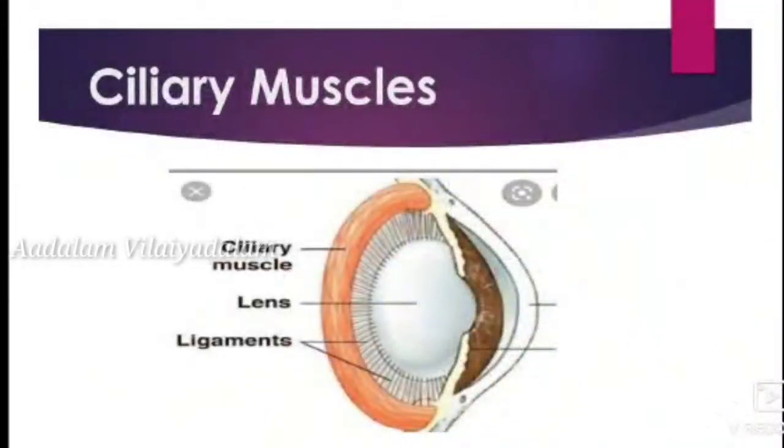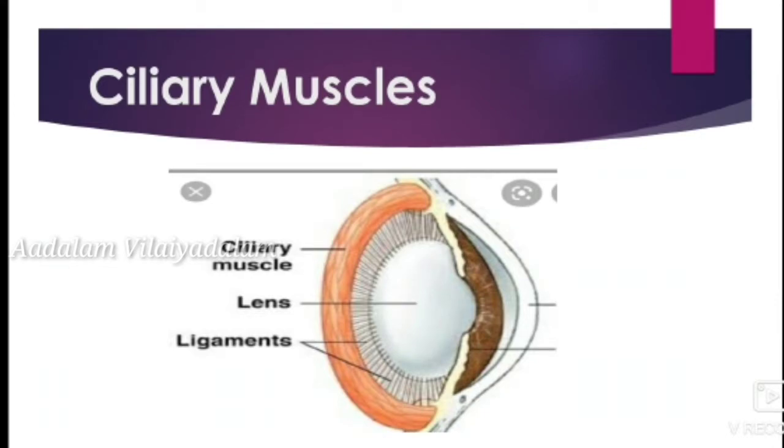And next one is ciliary muscles. The eye lens is fixed between the ciliary muscles and it helps to change the focal length of the eye lens. So with the help of ciliary muscles, the focal length of the eye lens changes. So these are the parts of the eye: cornea, iris, pupil, retina, eye lens and ciliary muscles.